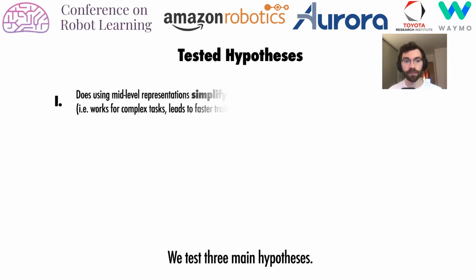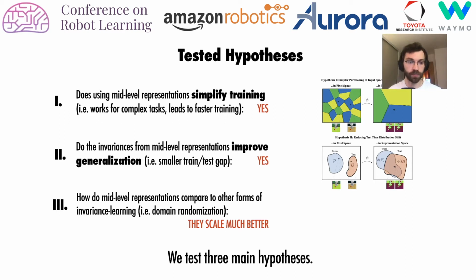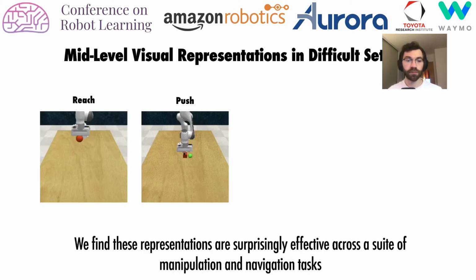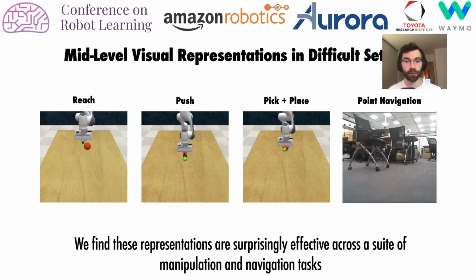Specifically, we test three main hypotheses. First, does using mid-level representations simplify training to the point where you can use these to train for more complex tasks than would otherwise be possible? 2, do the invariances improve generalization? And 3, how do using mid-level representations compare to using other forms of invariance learning, such as domain randomization? We find that these representations are surprisingly effective across a range of manipulation and navigation tasks.